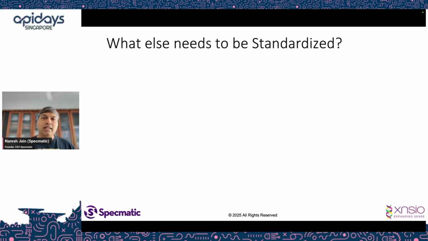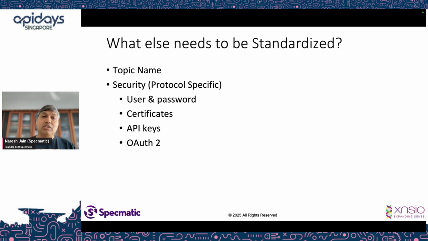Okay, what else needs to be standardized? Something that's quite obvious, but sometimes not obvious to people, is the topic name itself, right? On what topic am I expecting the message to arrive? Being able to clearly communicate that is important, because organizations have certain naming standards to ensure better interop. And of course, the next thing, which is very important, is the security aspect. What kind of security scheme is being used here? Is it OAuth? Is it username and password, or certificate based?